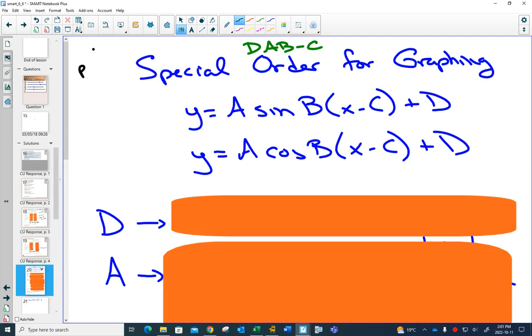You have room at the top of page 531. We're going to learn the shortcut for graphing these faster than having to do all the transformations we did in our first chapter. And we're going to call it DABC. That's going to be our name for this shortcut for graphing.